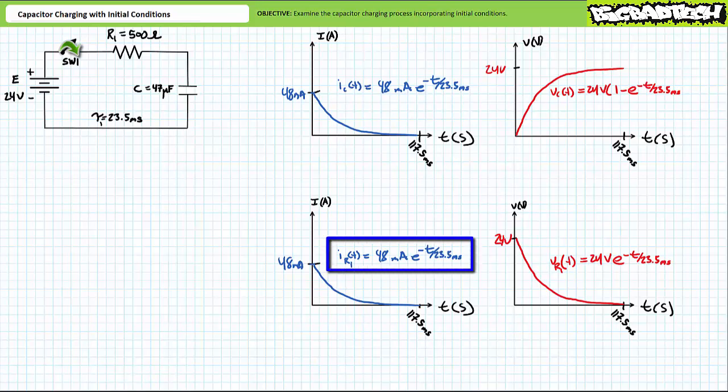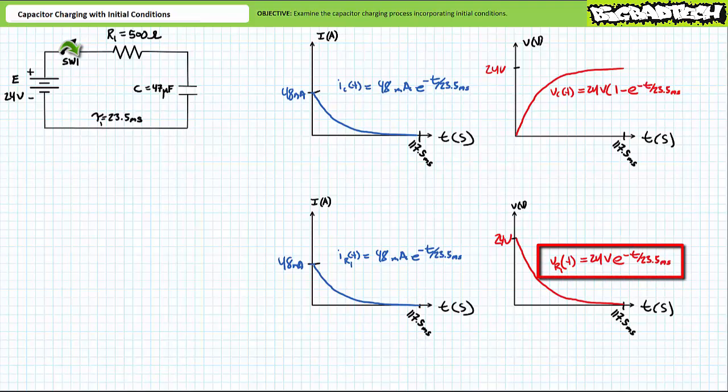Current through the resistor as a function of time, IR1 of t, during the charging process also equaled 48 milliamperes times e to the negative t over 23.5 milliseconds. Current through the resistor, and all elements in series with it, experienced an initial surge of 48 milliamperes, which decays to 0 by 117.5 milliseconds.